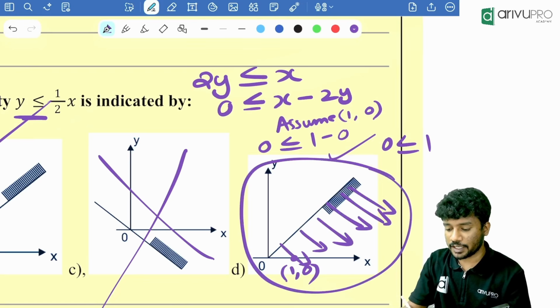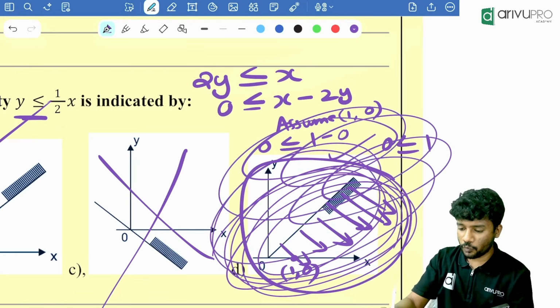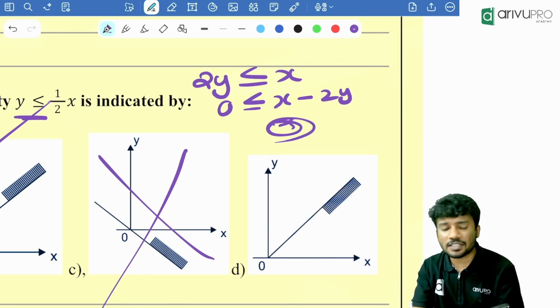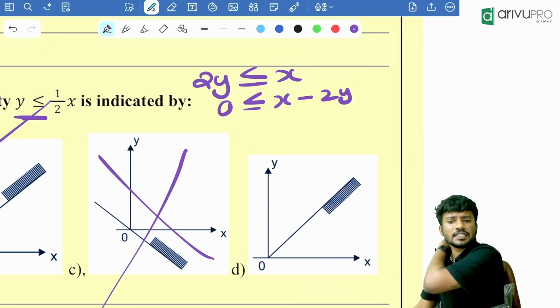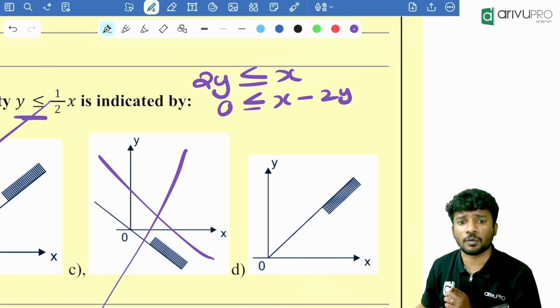It is satisfied. Again, I will repeat it for you guys. Whenever there is no intercept, that means whenever there is no constant value, will you be able to assume 0 comma 0?